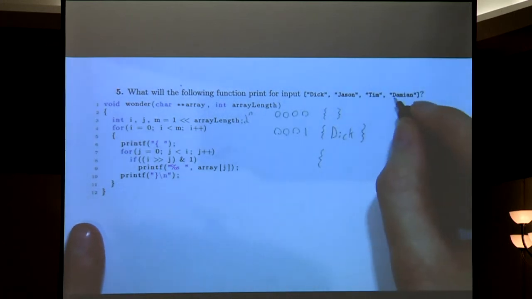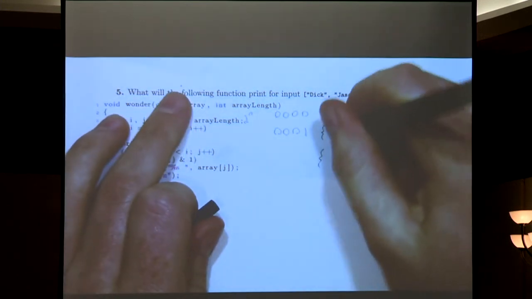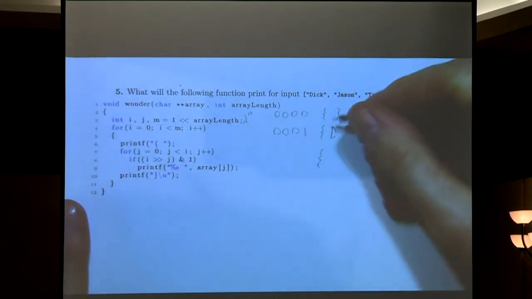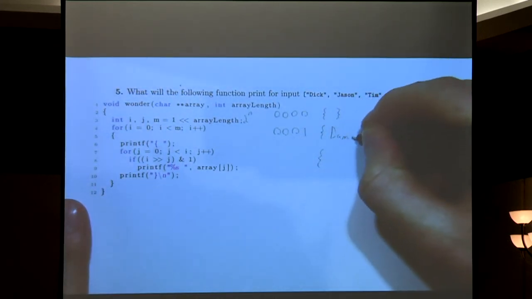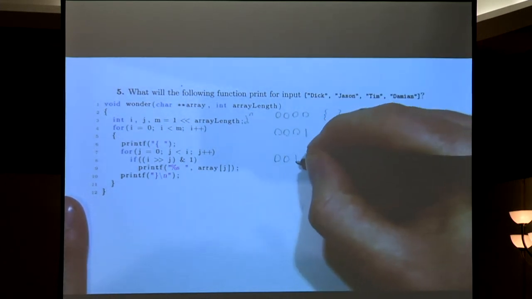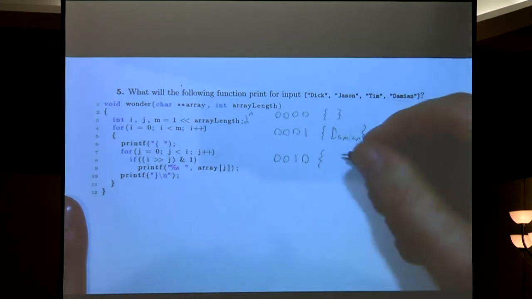Actually, my bad, it prints Damien first. Or wait, does it? Hold on. I might have done this backwards. In the second iteration of the loop, it'll print Tim.